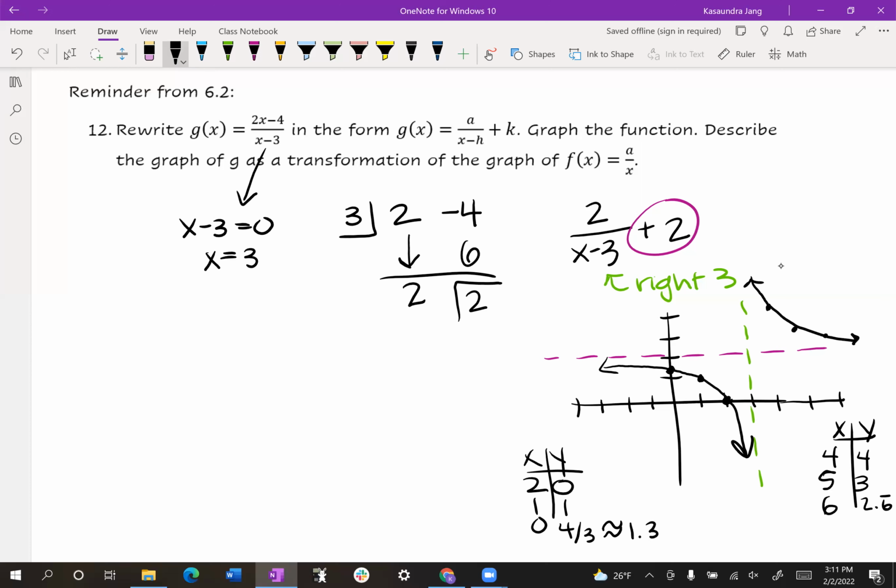Okay, so describe the graph as a transformation. And so I think I did the green one. That one was shifting to the right by 3. This +2 right here, as far as the transformation goes, this is shifting everything up 2.